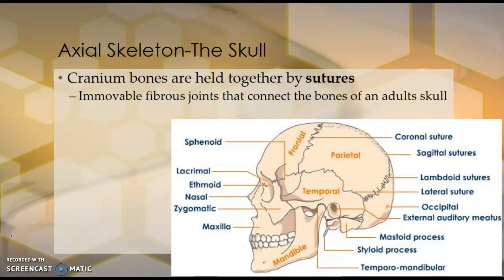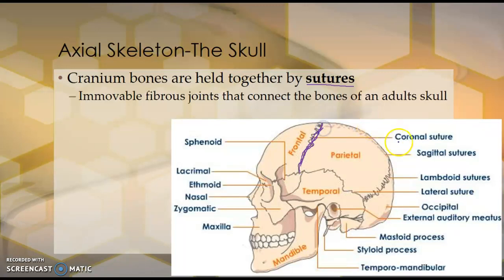So how are these cranium bones held together? They're held together by something we call a suture. And when you think of the word suture, you think of stitches. If you get a cut and you have to go get stitches, we call those sutures. When we talk about sutures as a joint, it's actually kind of like gluing these two bones together.